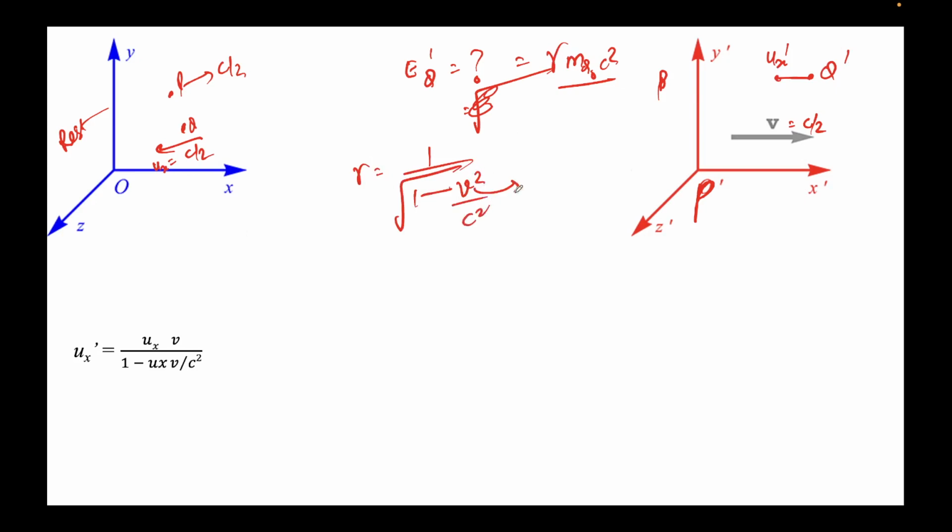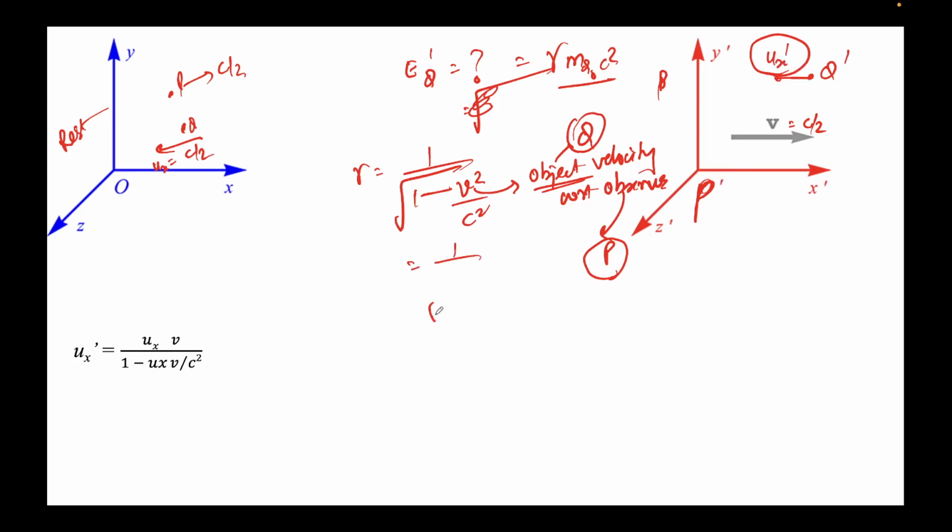What is this velocity v? This velocity is the object's velocity with respect to the observer. We are in this frame, remember. So what is the object? Object is Q. What is the observer? Observer is P. Or in other words, we need to find the velocity of Q in P's frame. This means we need to find ux prime. So I can say this is 1 minus ux prime squared over c squared. What is ux prime? Ux prime you can find here.